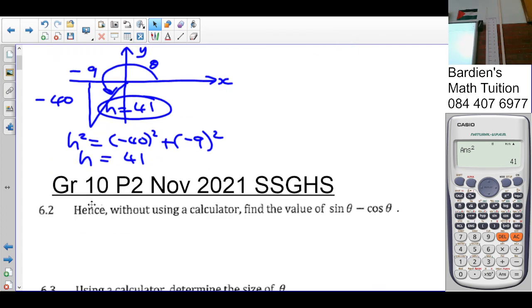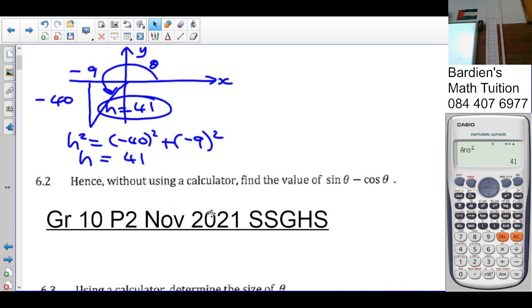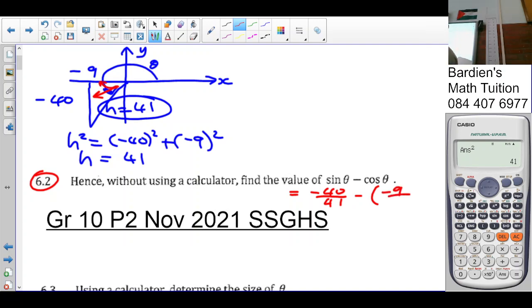Now let's look at the question that follows. Hence, without using a calculator, find the value of sine theta minus cos theta. What does sine stand for? Remember, that's in terms of my reference angle. Opposite over hypotenuse. So it's negative 40 over 41 minus cos. What does cos stand for? Adjacent over hypotenuse, which is negative 9 over 41. So let's put it in the calculator: negative 40 over 41 minus negative 9 over 41, minus minus gives you plus 9 over 41. It's going to give you negative 31 over 41. Any issues there?